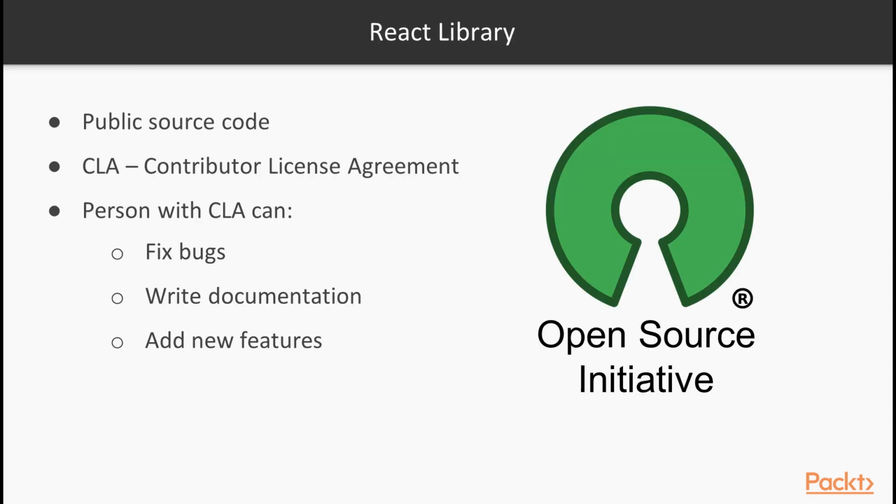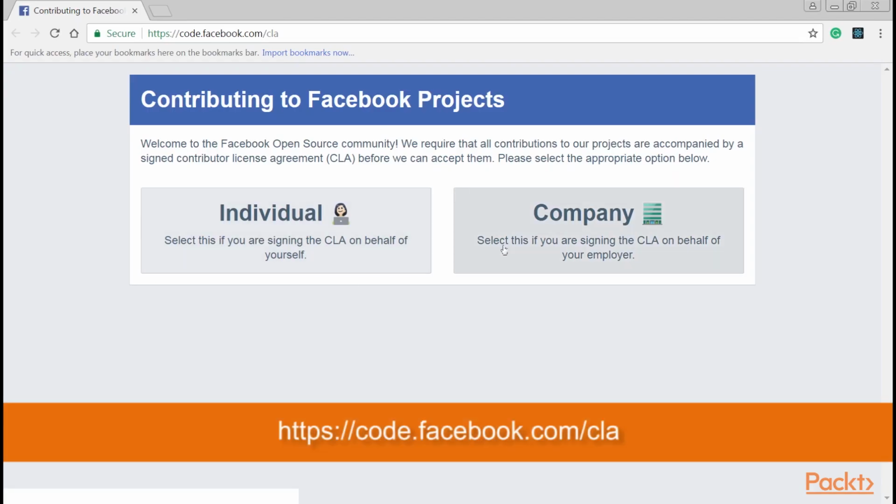One thing that people often want to do when they've used React for a while is to contribute to the library. React is open source, which means that its source code is public, and anyone who signed the Contributor License Agreement, CLA, can help to fix bugs, write documentation, or even add new features. You can read the full terms of the CLA at this URL.